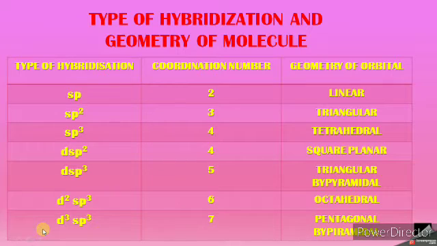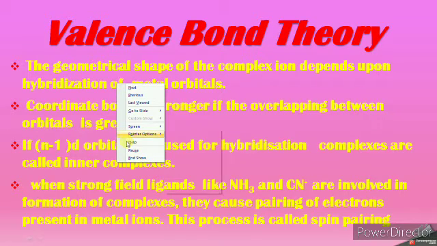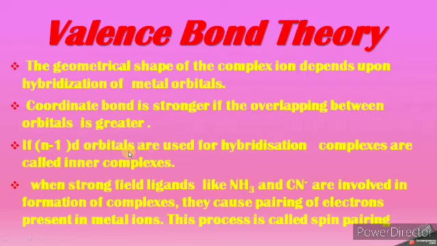Then let us see details about this with examples. The geometrical shape of the complex ion depends on the hybridization of the metal ion. So the same is the shape of those hybrid orbitals for the complex.